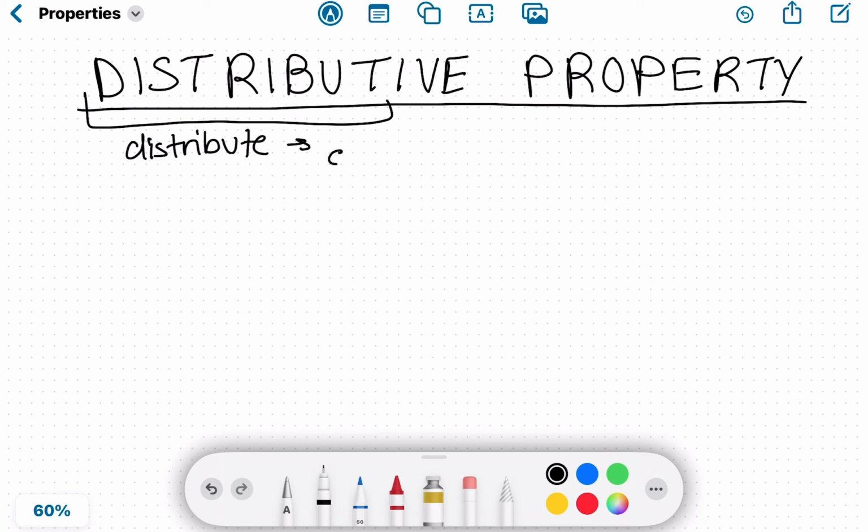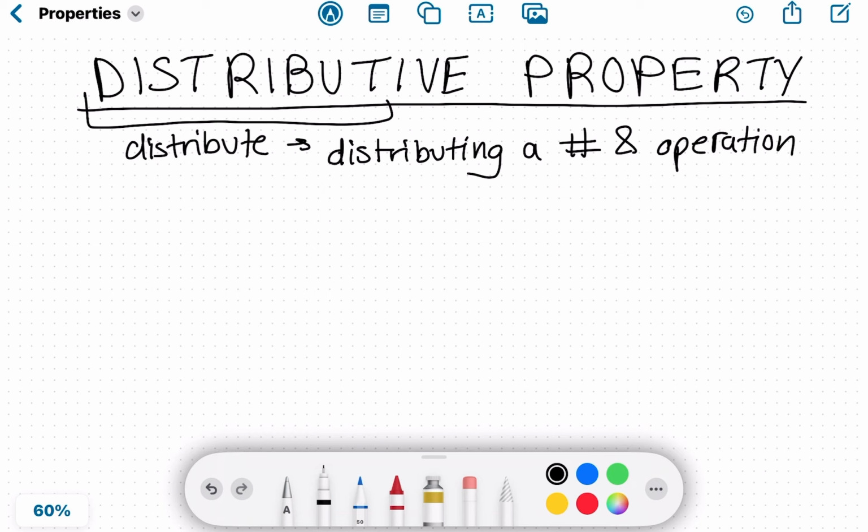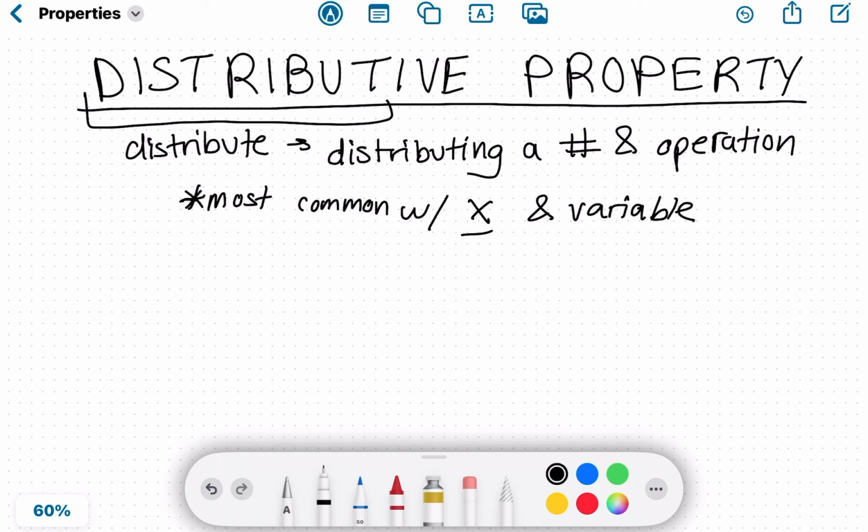So basically, we're distributing a number and an operation. It's most common with multiplication and variables. You won't really see this with addition or subtraction. And when I write x here, that's the multiplication sign, okay? So let's pull up an example.